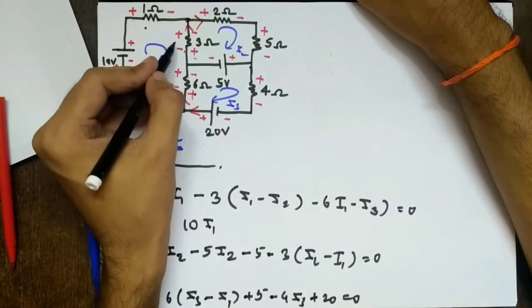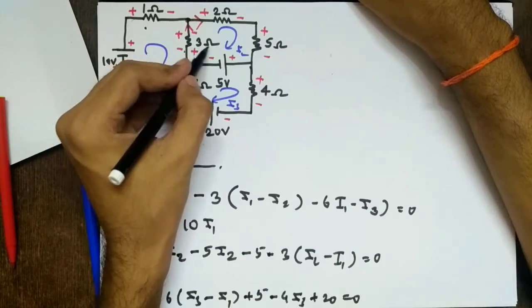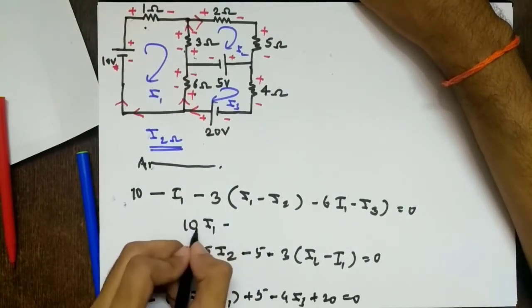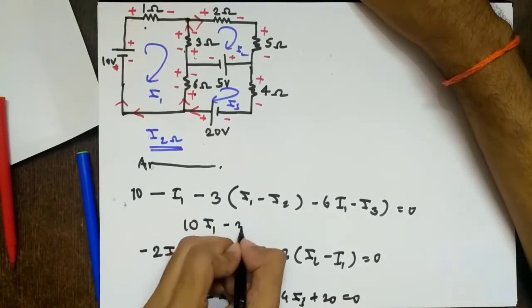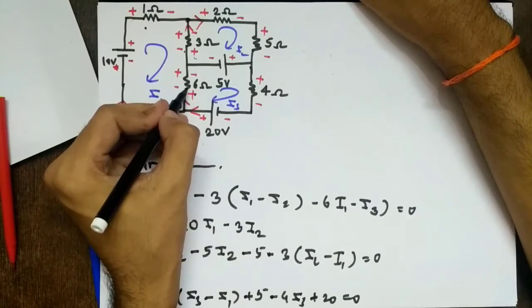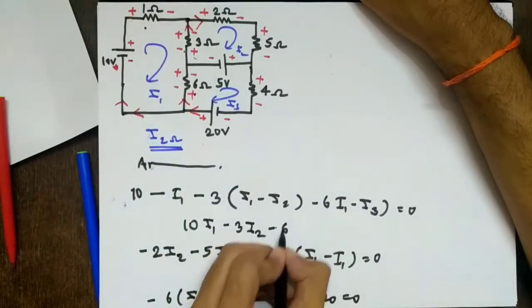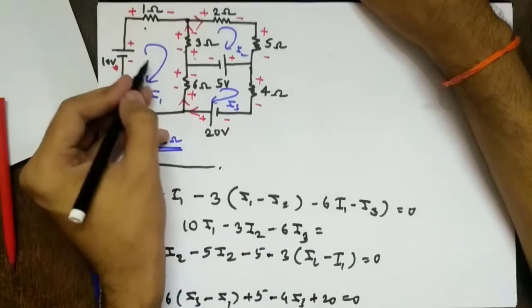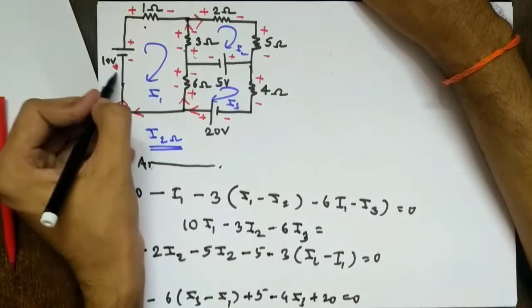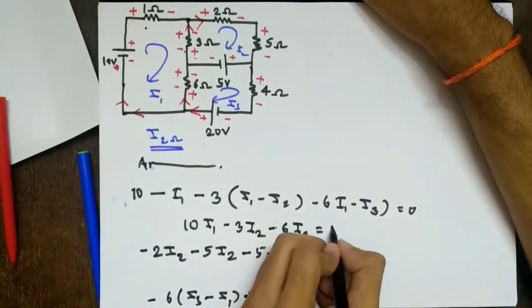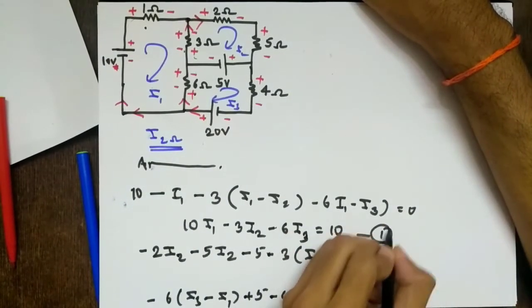What is it sharing with the second mesh? How many resistors are shared with the second mesh? 1. What is the value of that? 3. Since it is shared, we use negative. Since these were own resistance, these were positive. So this is minus 3 I2. Again, what is shared with the third loop? 6 ohms. So it is shared, so negative. So minus 6 I3 equal to, we are considering clockwise current. So it will be directly the voltage source value. Clockwise, you are going from minus to plus. So this will be plus 10. So this will be the first equation.